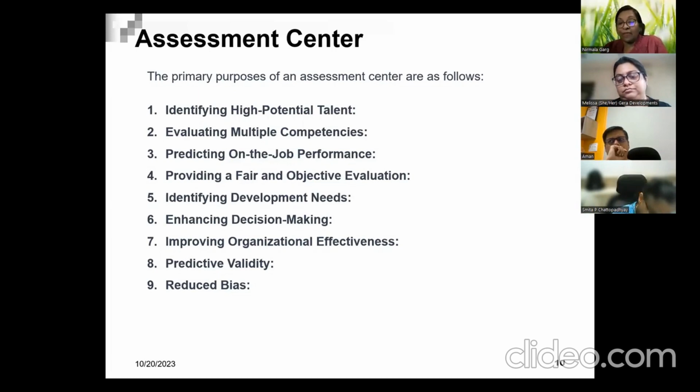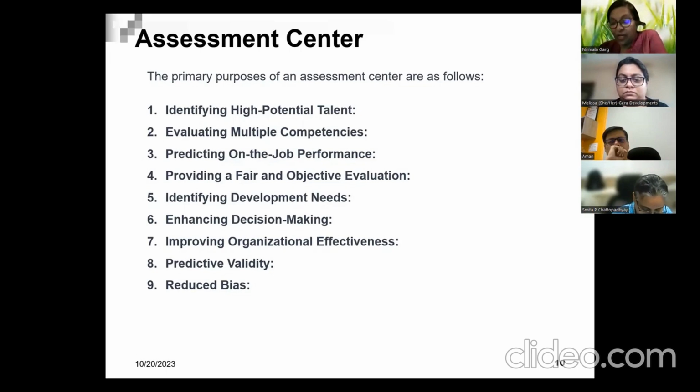So therefore, when you put them through an assessment center and testing for leadership competencies, and because they go through the simulation, as you said, almost like situations which match with the job, then you can actually gather behavior which will assess who are best suited for the role. And so it takes away the bias.